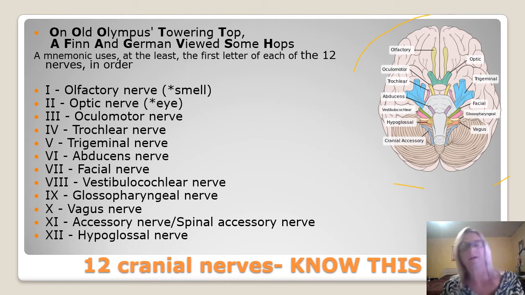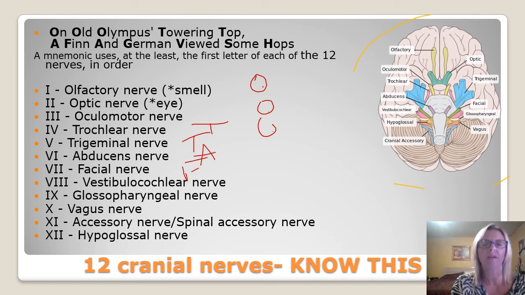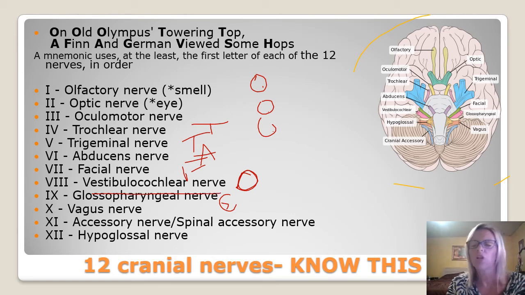So here's the mnemonic, and if you're not familiar with mnemonics, I'm going to explain how to use these. On old Olympus towering top, a Finn and German feud some hops. Let's see if I can use my pen well enough here. Okay, so O, O, O. On old Olympus, and look here, towering tops, a Finn, and now let's look at this one right here, a Finn and German. So what's wrong here? This says vestibulocochlear nerve. Well, that has an alternative name. That is auditory. Auditory.